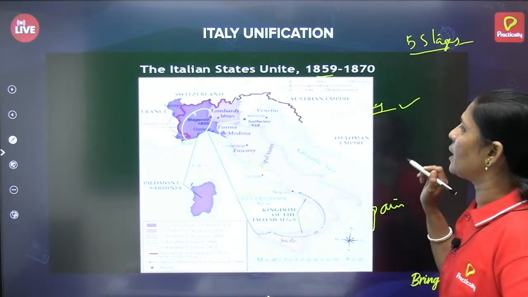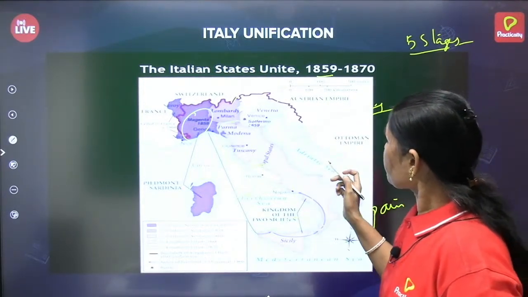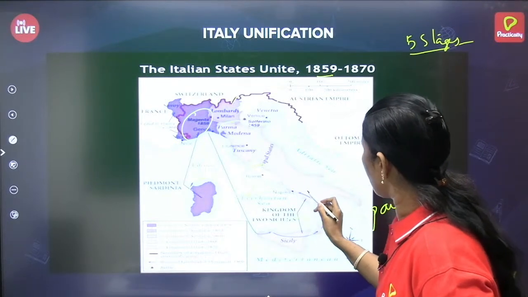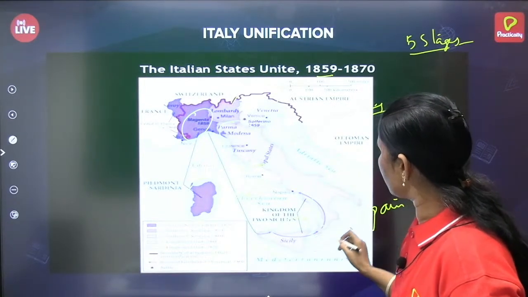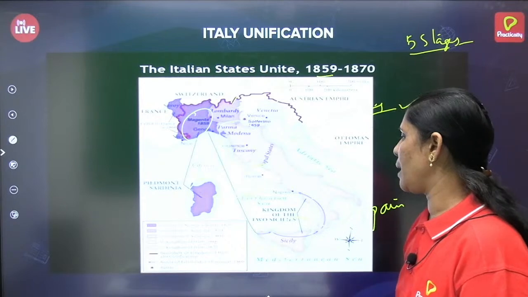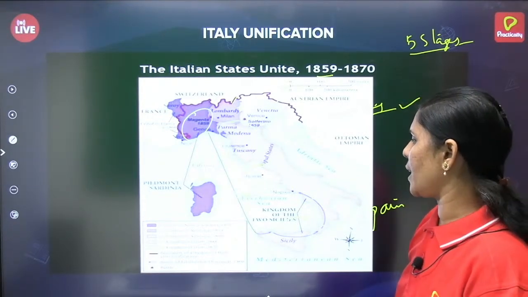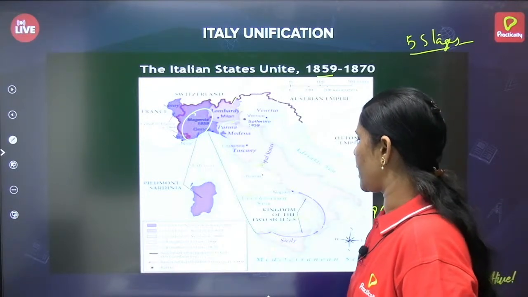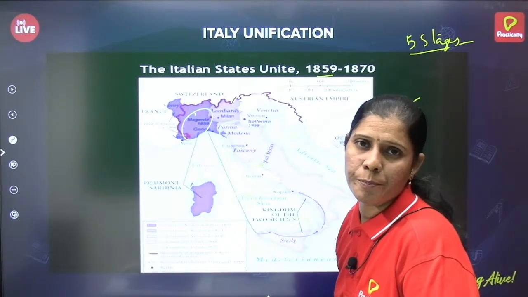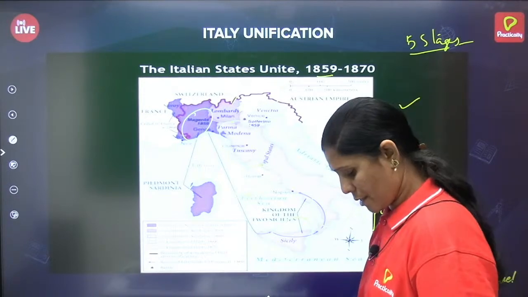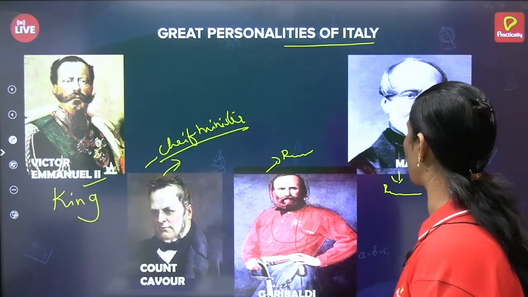And in the third level, that is Papal States and Naples and Two Sicilies. Here, in the liberation of Two Sicilies, there was a leading role. You can say that the leading role was taken by Garibaldi. Okay, Garibaldi, you can have an image of Garibaldi here.